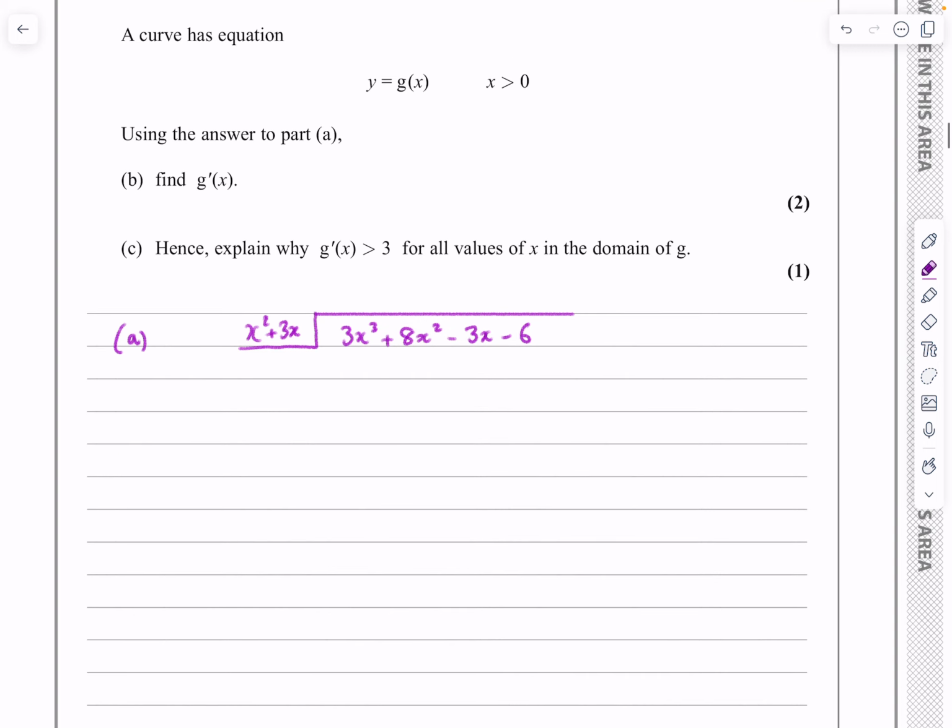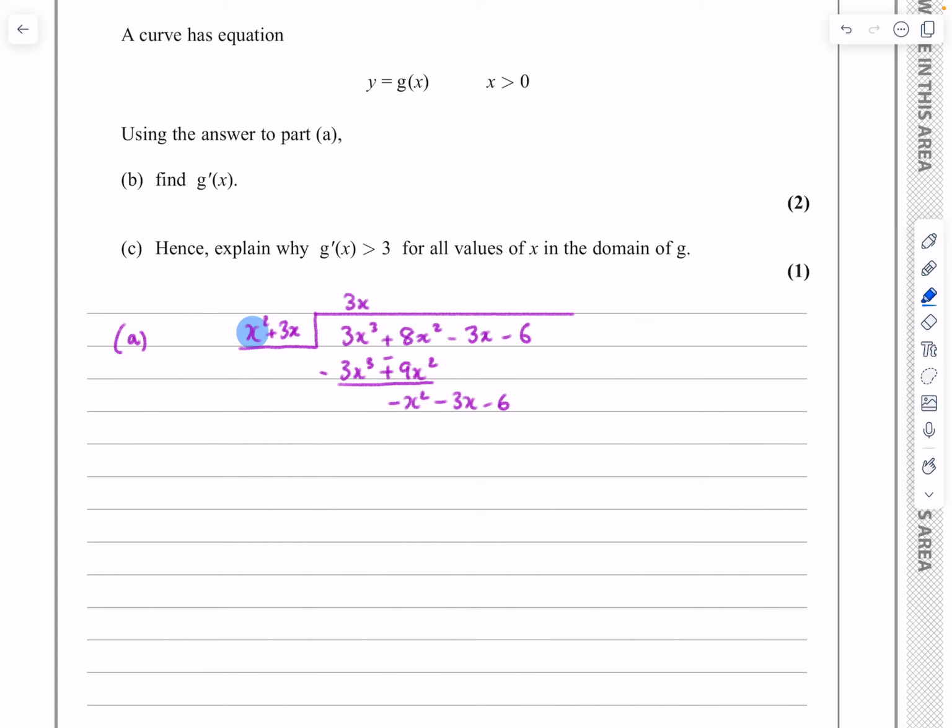So if we want to do algebraic long division, how many times does x squared go into 3x cubed? It goes in 3x times. If I now multiply 3x by all of that, I'm going to get 3x cubed plus 9x squared. And what I now do is subtract that to see what I've got left over. 8x squared minus 9x squared is minus x squared. Bring down the minus 3x minus 6. And now repeat the process.